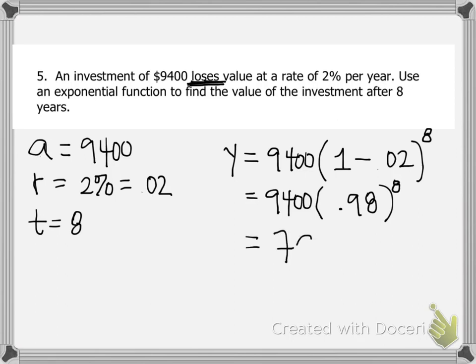So you're going to get 7,997.17. And this is an investment. So after 8 years, my investment of $9,400 is going to be $7,997.17. Okay? All right, I hope that makes sense.